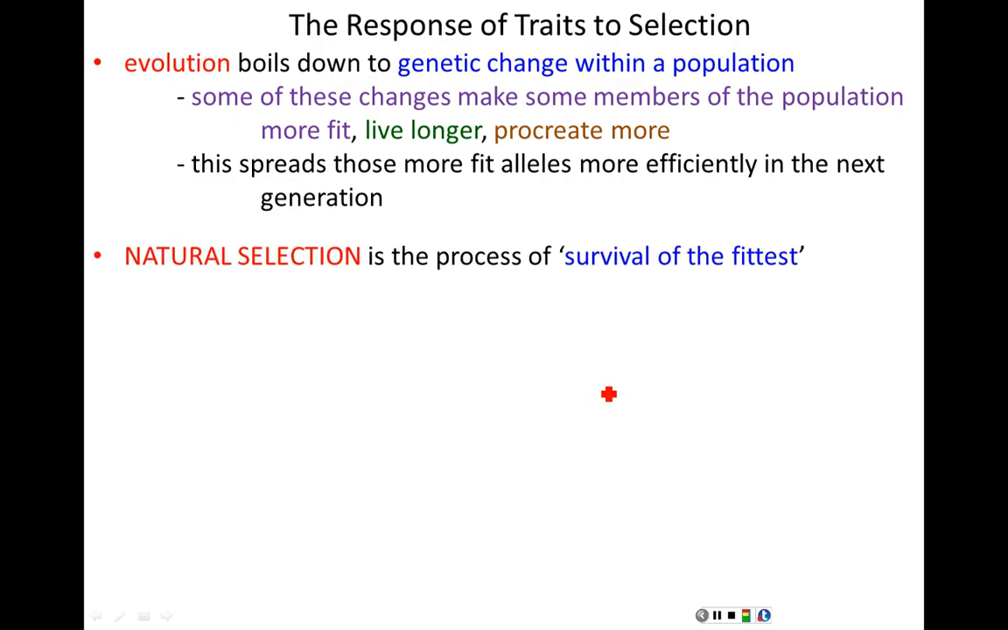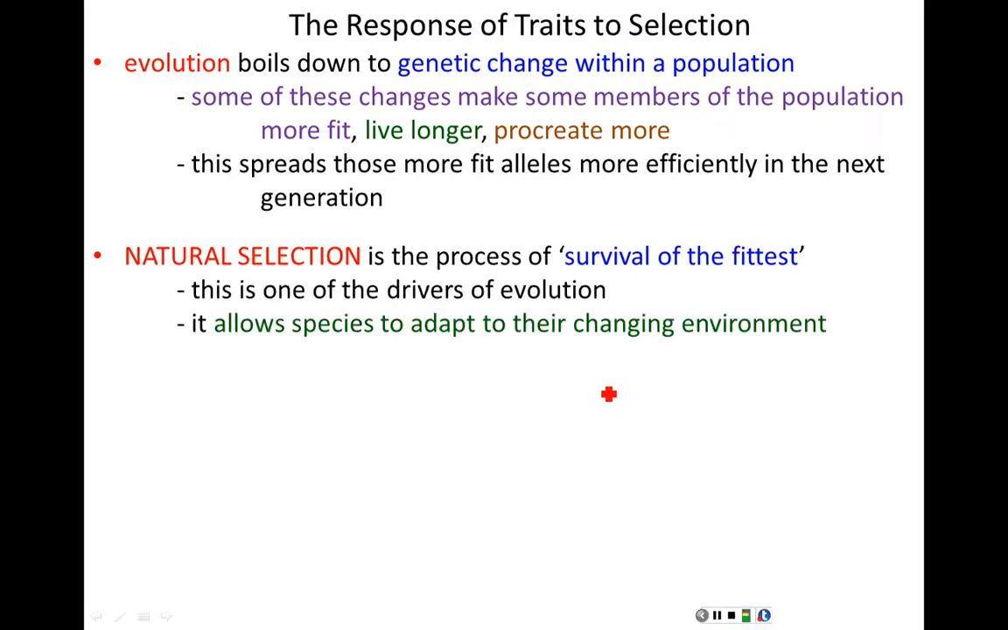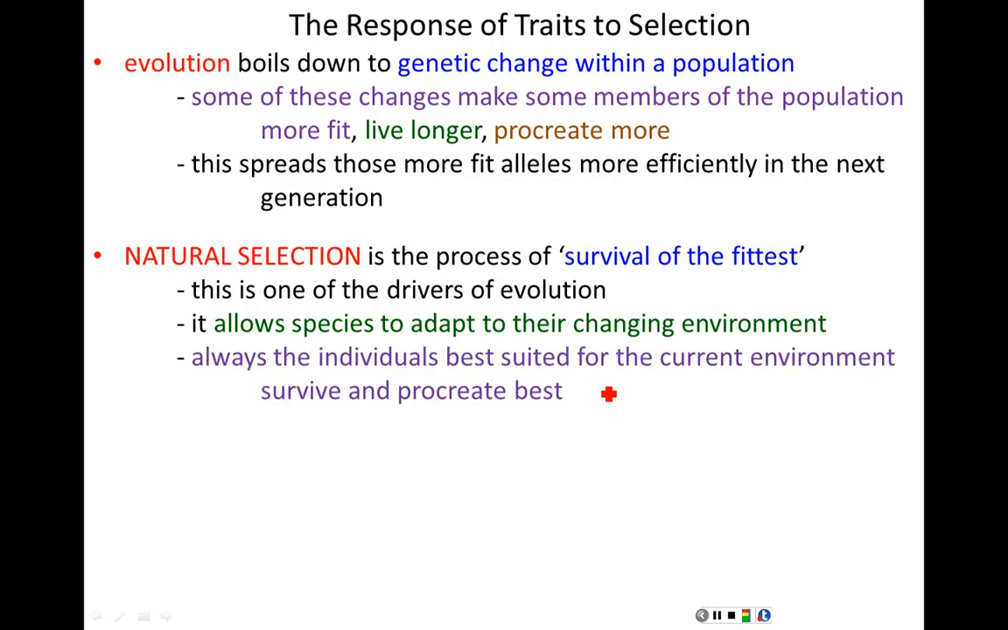That is natural selection. Natural selection is the survival of the fittest. Those organisms with the best genes for the here and now have the most babies and get those genes into the next generation. This is one of the primary drivers of evolution. It allows species to adapt to their changing environment, because as conditions change, who is more fit and why changes. And always the most fit, most surviving members of the species have the most babies and get their superior DNA to the next generation. Always the individuals best suited for that current environment survive and procreate best. And so natural selection is always occurring in real time.